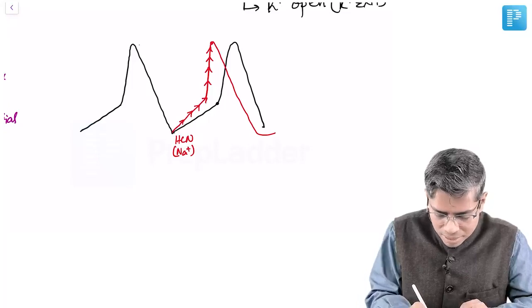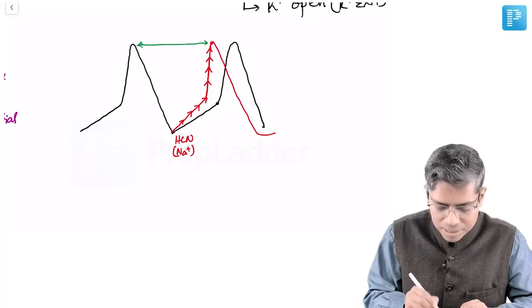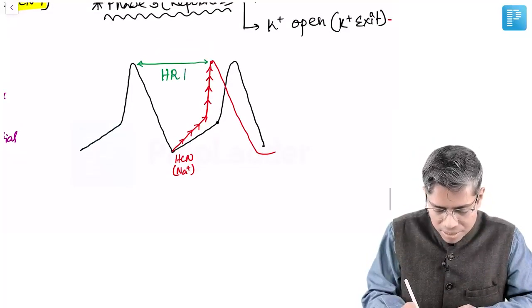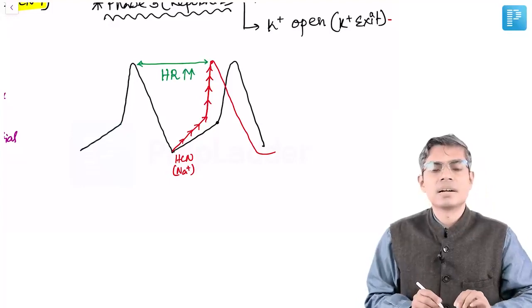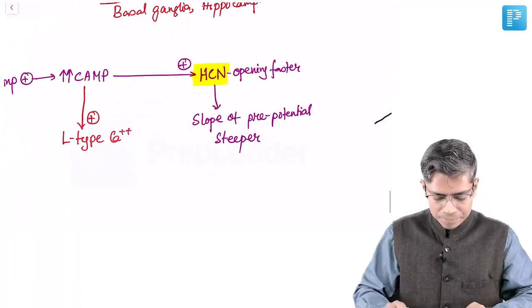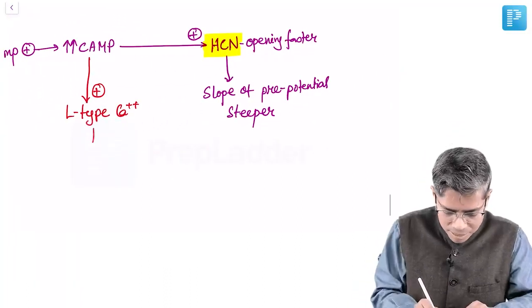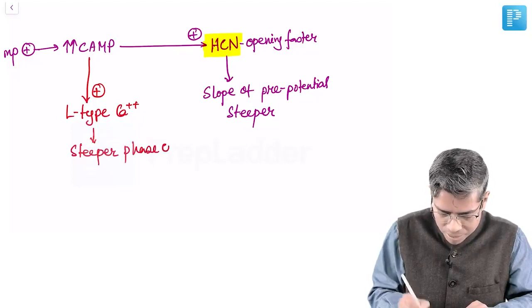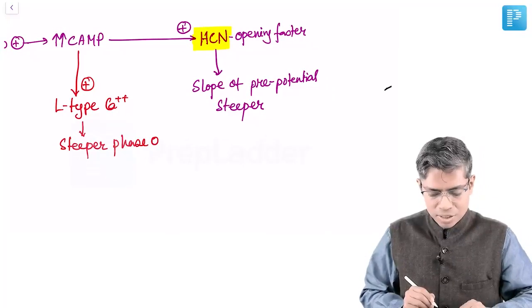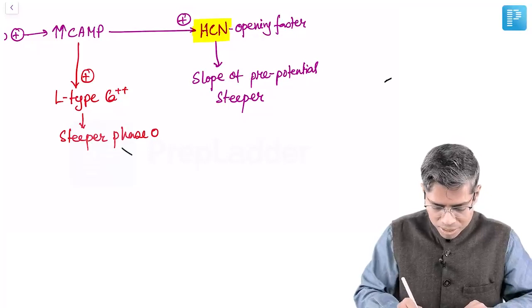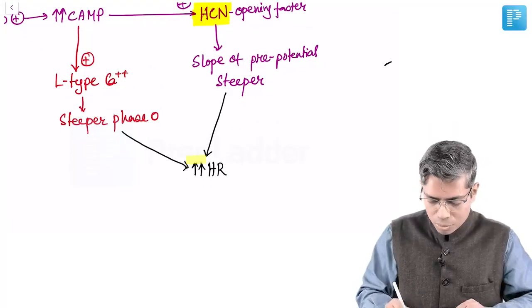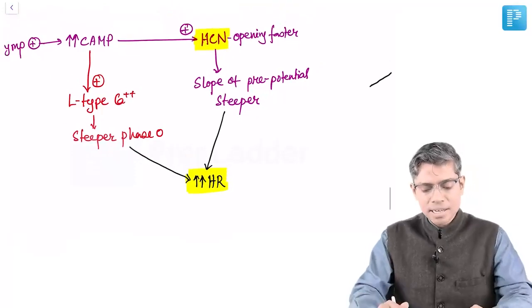That means I can understand that the distance between these two action potentials by nodal tissue is lesser. What is the effect on heart rate? The heart rate will be faster, or rising. So I'm writing here: L-type calcium channel stimulation leads to steeper phase 0, and HCN channel opening leads to steeper prepotential. The combination of these two is nothing but an increase in heart rate, right? So this is the reason how the sympathetic system stimulates the heart rate.